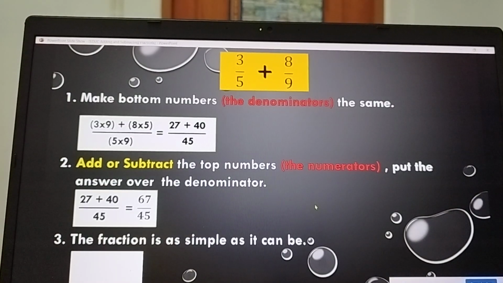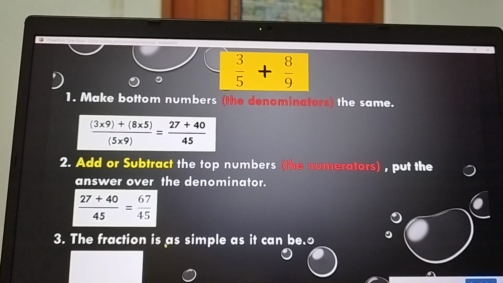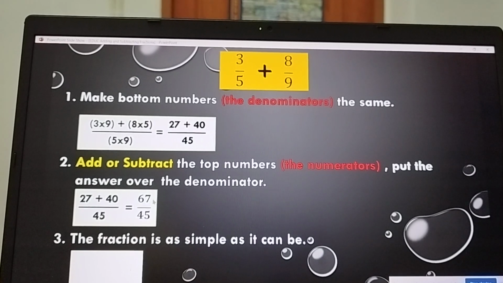So that is 67 over 45. Okay, the fraction is as simple as it can be. Meaning, you can no longer reduce this to the lowest term, or you can no longer simplify the fraction. 67 over 45, that is as simple as it can be. This is an improper fraction, right? The numerator is bigger.